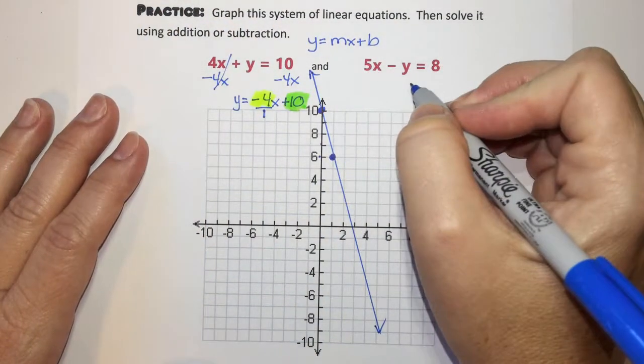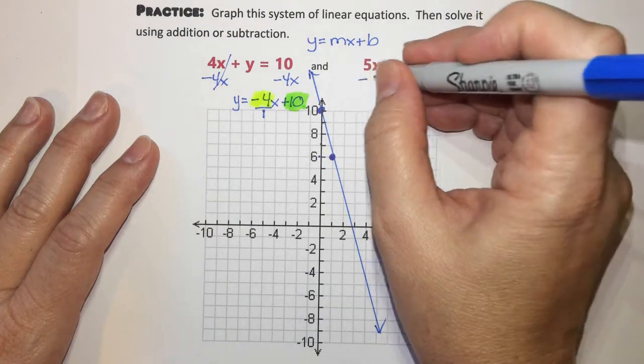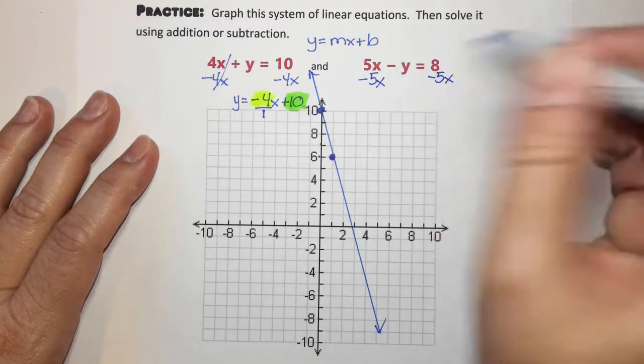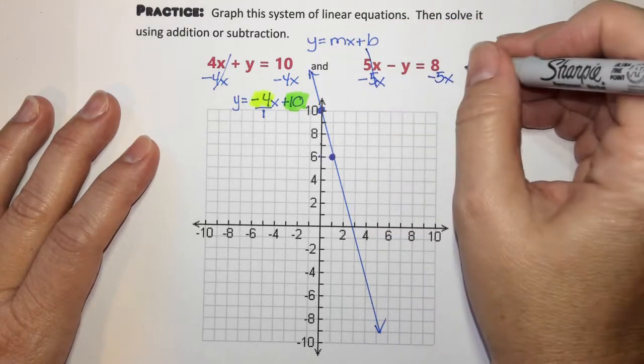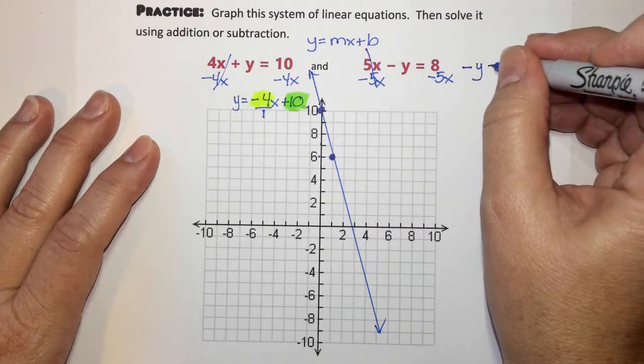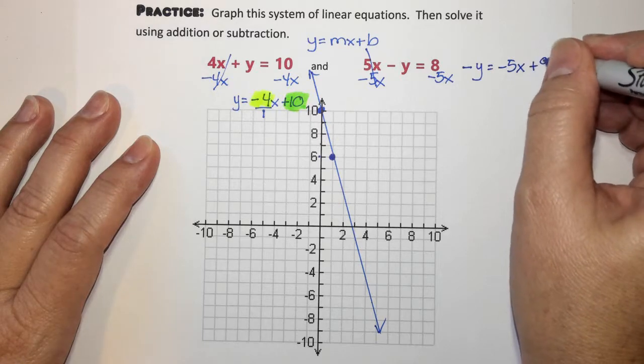Second line, same thing. I'd rather see it in slope-intercept form. I just prefer it. Let's go ahead and move the 5x to the right side by subtracting 5x from each side. This can cancel. Now I have negative y, don't forget that there. Negative y equals negative 5x plus 8.